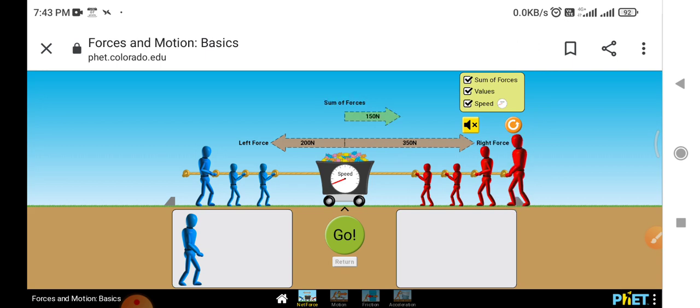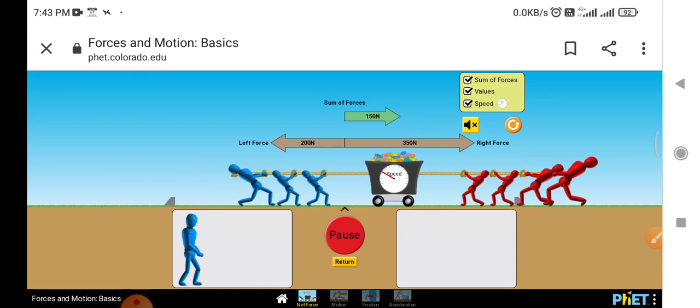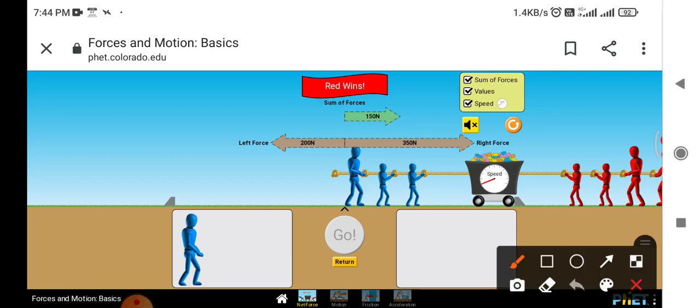Again I add one more person here. Now check which team will win. Definitely the red team will win, because the sum of the forces is 150 Newton.